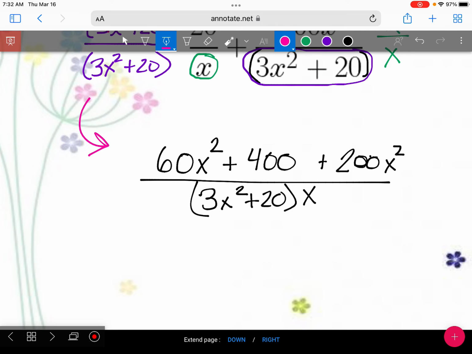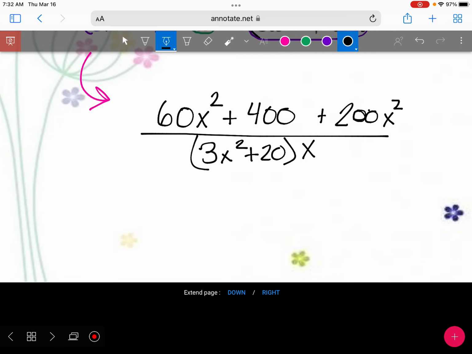And then our last step is to simplify our numerator. What do I have that I can combine like terms on here? You can divide by 2. I cannot divide by 2. 3x squared does not divide by 2. I'm looking at my numerator. What can I do to combine up there? 60, 200. Yeah, my 60x squared and my 200x squared. I can add those together and get 260x squared plus 400.